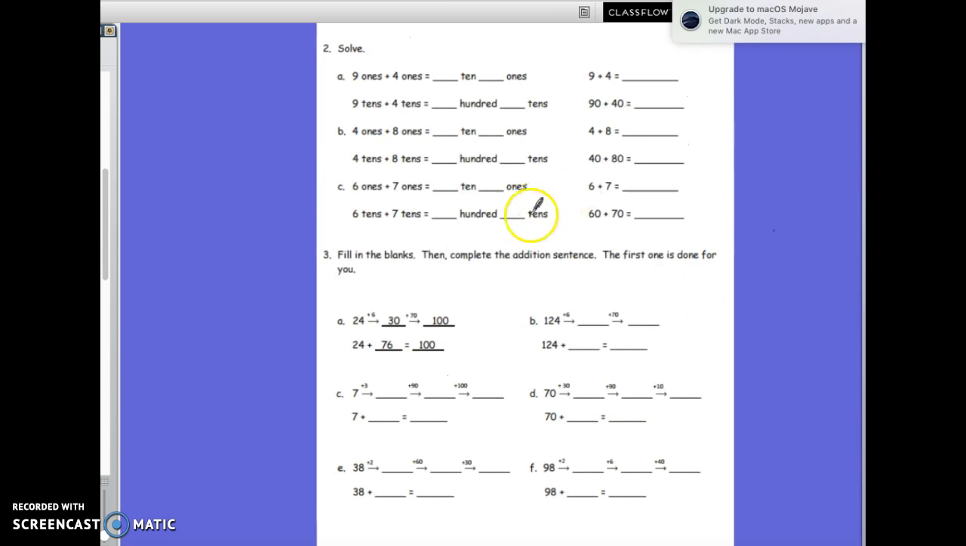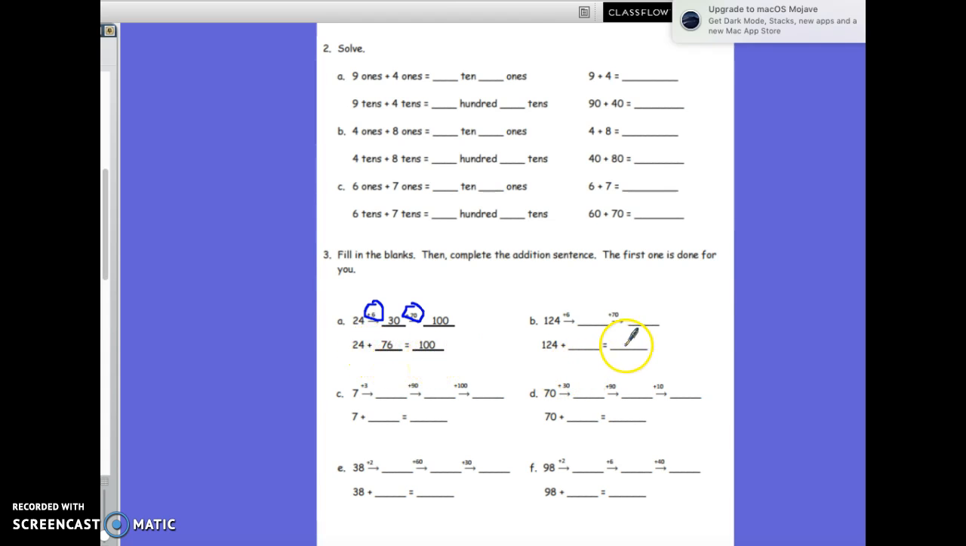So we're going to have more of these, and then you're going to have some arrow ways, okay? So you have to think of it, and they're giving you an example. 24 plus 6 is 30. 30 plus 70 is 100. And then all you're doing is you're going to be writing this in an addition sentence. So the numbers that you add, these guys up here, you have to add them together. So it's 76, it's 76. And so what your equation would be is 24 plus 76 equals 100.